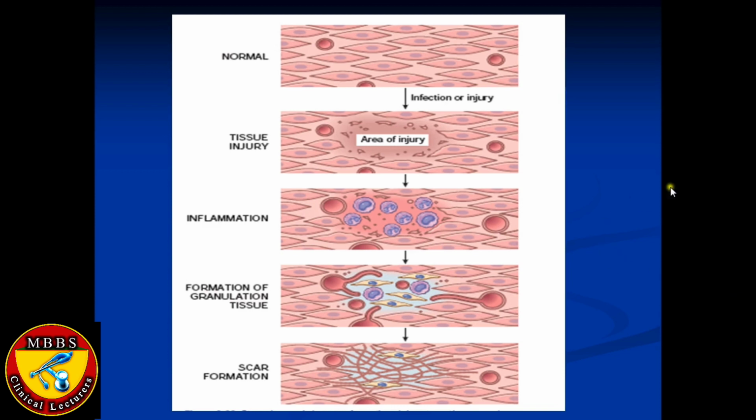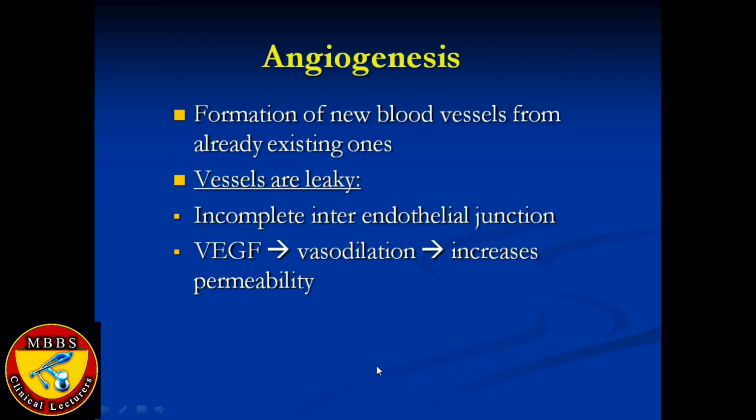But first, let me show you that whenever there is injury to the tissue, first the inflammatory processes come in. The inflammatory area is then replaced by the healing tissue, and finally there is remodeling, the laying down of the scar tissue. So, what is angiogenesis? Angiogenesis implies new blood vessel formation from the already existing ones.